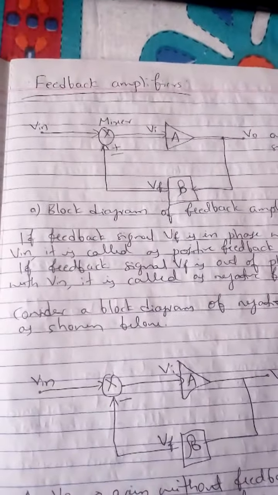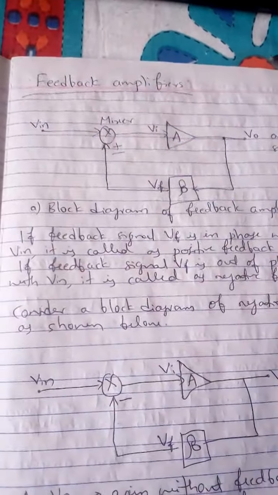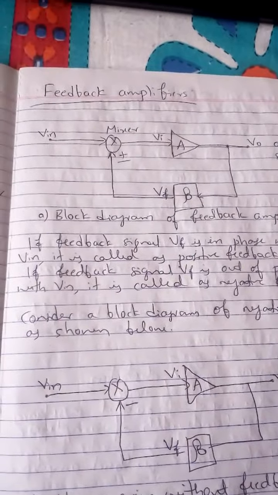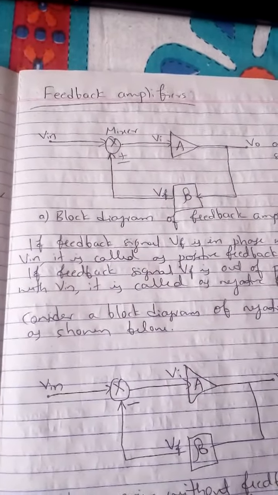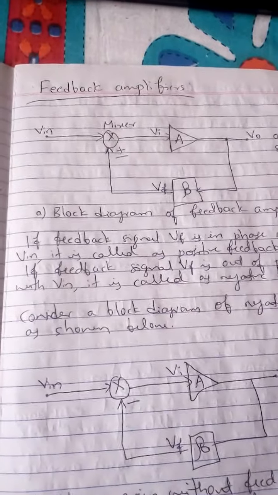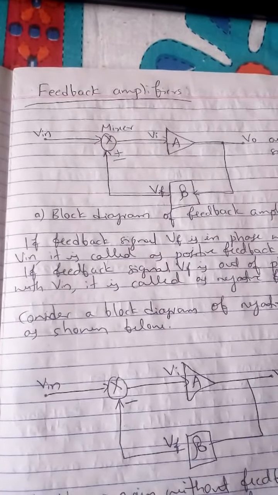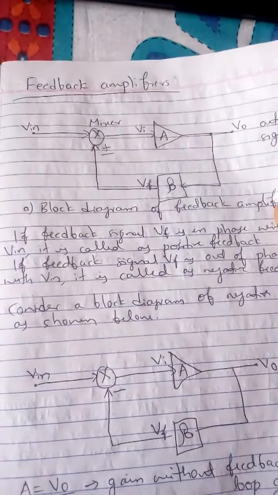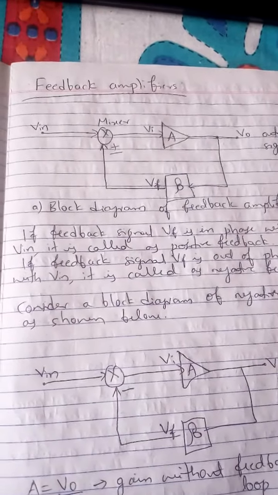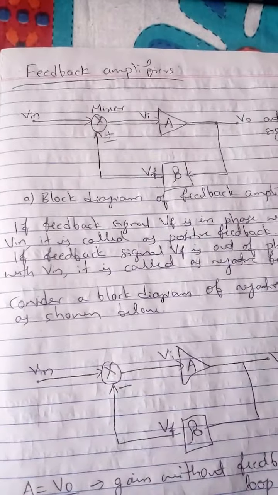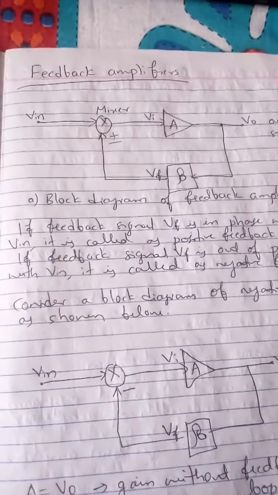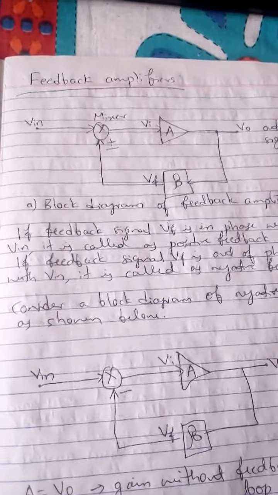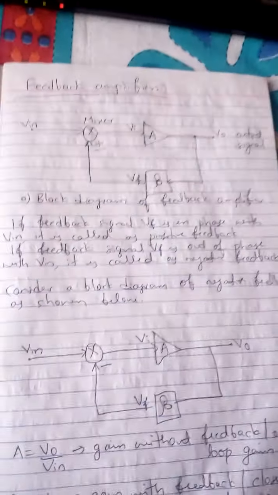Okay, so next one is feedback amplifiers. So first we'll see what is the use of amplifier. An amplifier is a circuit that basically amplifies the input signal. And feedback amplifier means we are providing some feedback connectivity from output to the input so that we can increase the performance of the amplifier.